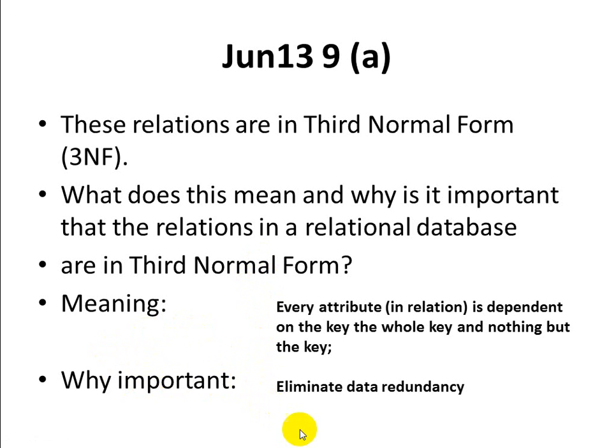The answer is every attribute in a relation is dependent on the key, the whole key and nothing but the key. Alright, so if I've got a student table in my database, every single attribute or field, if you like, in that table is dependent on the student ID, which is the key, the primary key. Why is it important? It eliminates data redundancy.